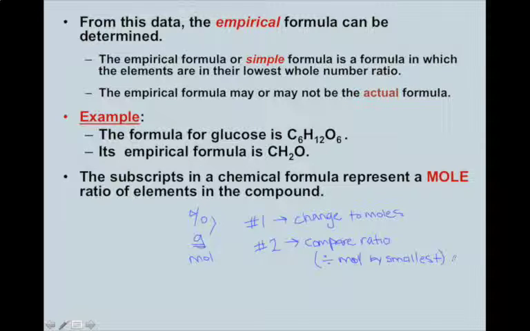Okay, divide all of them by the smallest number. Step 3: those numbers, whatever you get from dividing, those are your subscripts. Alright, hopefully you've got all this down. If not, push pause so you can get it. I'm about to go forward to the first 2 examples.